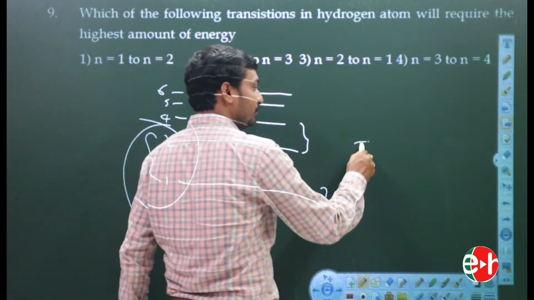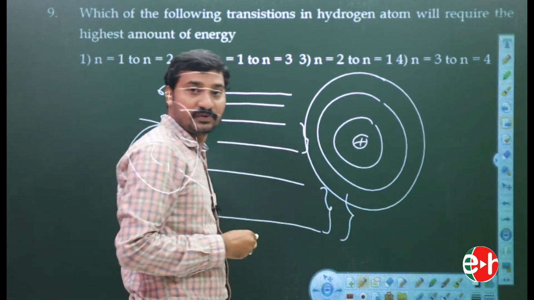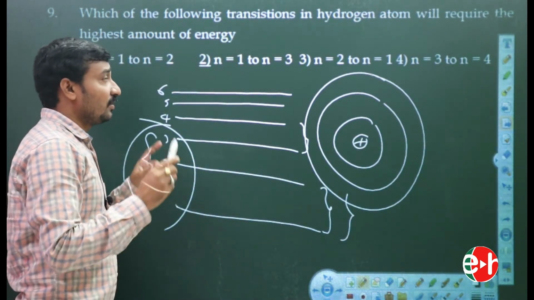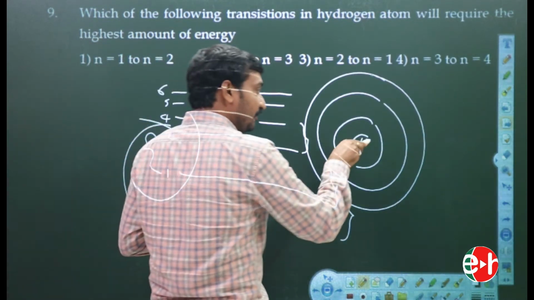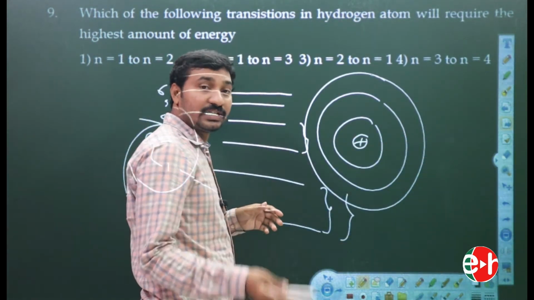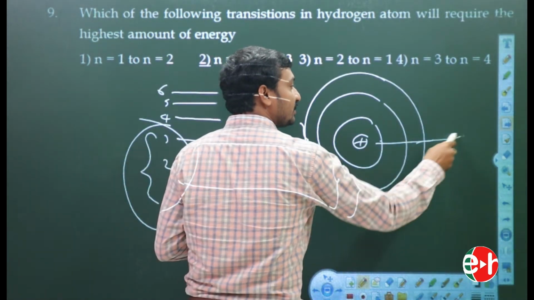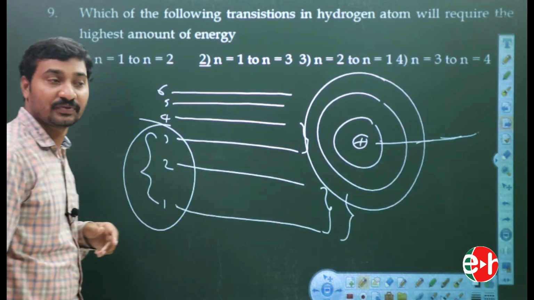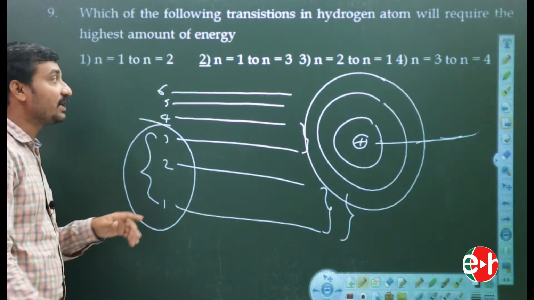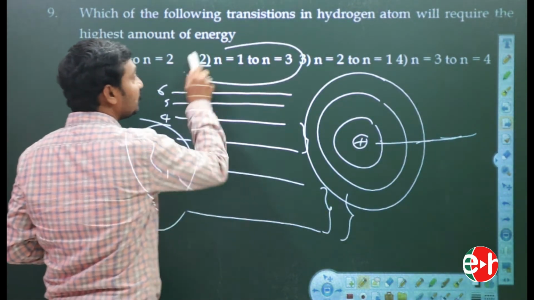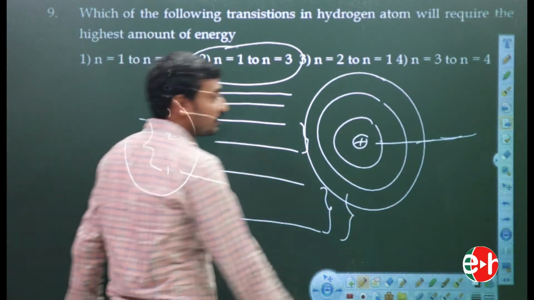Here the energy gap is more. If the energy gap increases, then the energy increases. Why? Because we already discussed in Bohr's atomic model that if N value increases, then the energy of the orbit increases. 1, 2, 3 increases, the energy also increases. That means here the energy gap increases, then the energy also increases. Where is the energy gap more? 1 to 3. Hence, this is the right answer. Okay, next one.